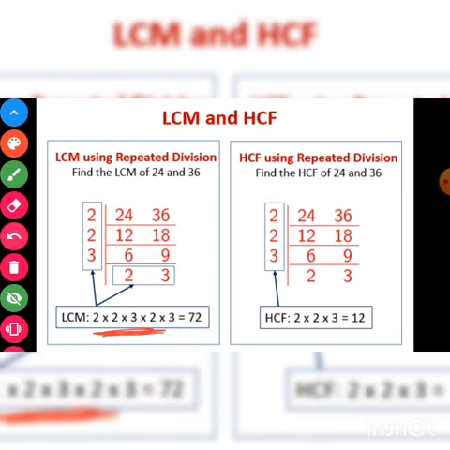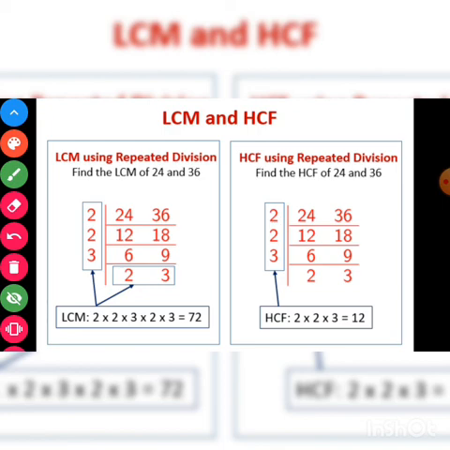So the repeated division method is a method in which we continue the division till both or all the numbers are divisible by the same number. If the numbers are not divisible by the same number, instantly we have to stop the process. Now let us find the HCF using the repeated division method. So 24 and 36 again. 24 and 36 are divisible by 2. You get 12 and 18 as the quotients.